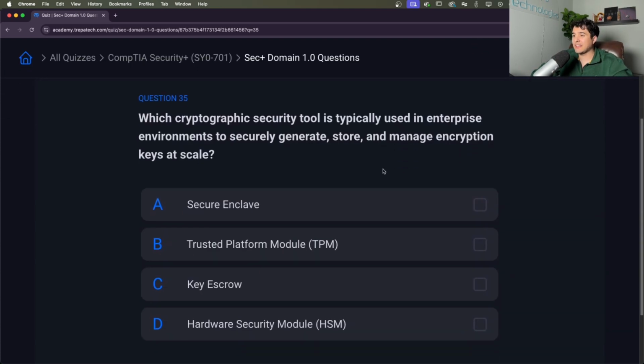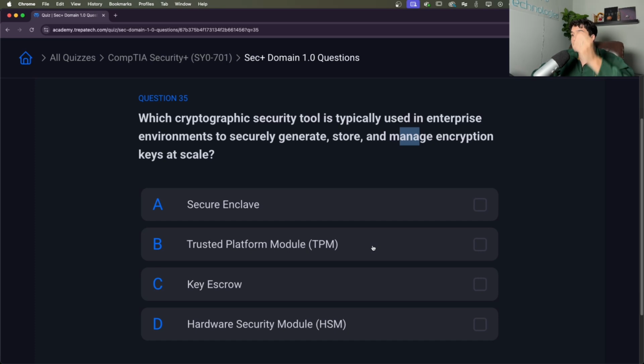Really, I say longer, like the bigger size, like 512-bit size compared to a 256-bit size key. The 512 is better. Question 35. Which cryptographic security tool is typically used in enterprise environments to securely generate, store, and manage encryption keys at scale? So a security tool and securely generate and store and manage encryption keys.